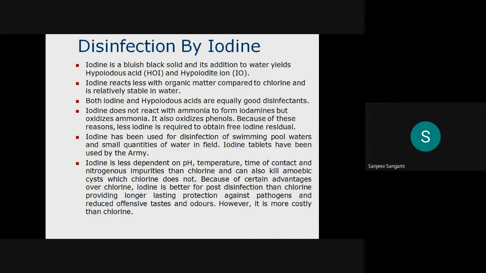Then disinfection by iodine. You can take any ointment if any wound has happened to your body. Normally most of the ointments consist of iodine, and sometimes bromine also. These two act as disinfectants.